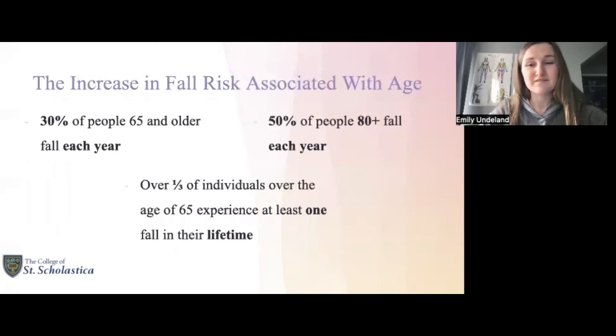So, the increase in fall risk associated with age. Unfortunately, the statistics show as you age, there's an increased fall risk. However, we can prevent those, like we talked about earlier.